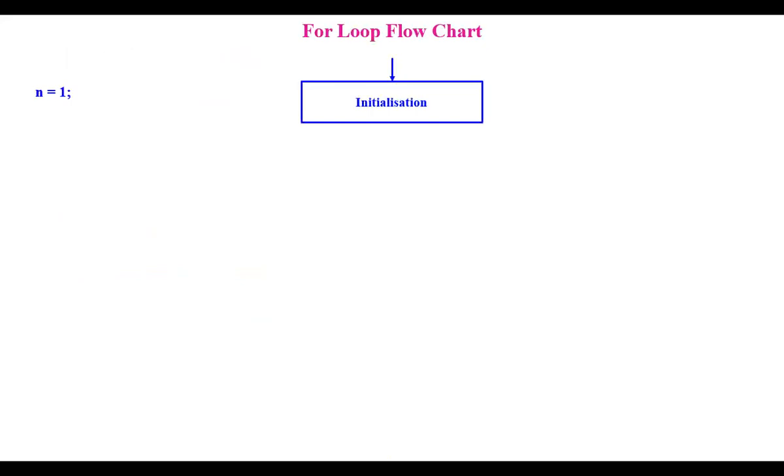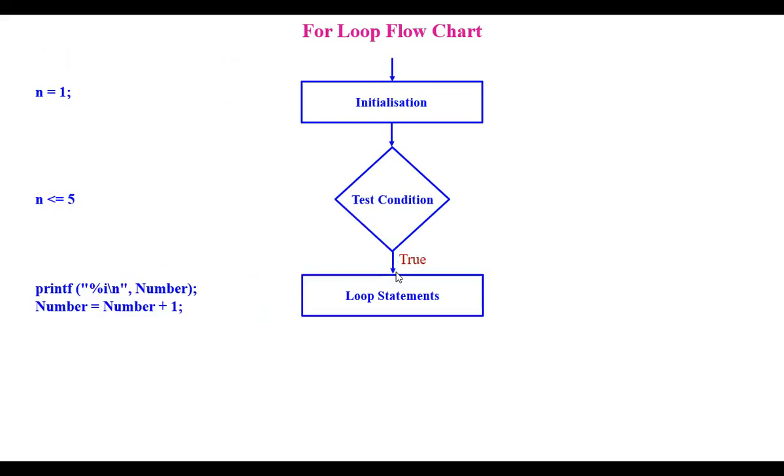Initially, we take the first parameter to be initialized. So n is made 1 here. Next, the test condition. This condition tests whether the value of n is less than or equal to 5. If it is true, it continues, and whatever statements are within the curly brackets, here in this case these 2 statements, are executed. The number is printed and it's incremented.